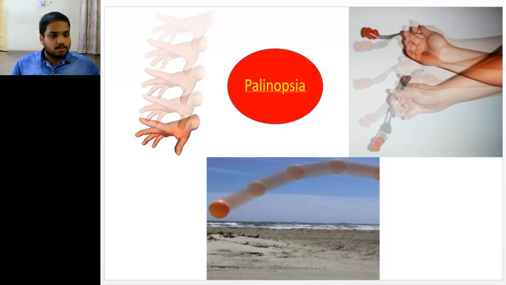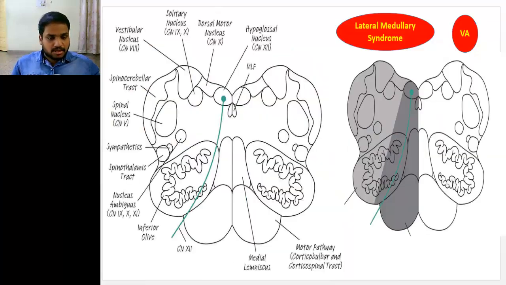So that is about the posterior cerebral artery. Now we come to the vertebral arteries, as well as the PICA, the posterior inferior cerebellar arteries.